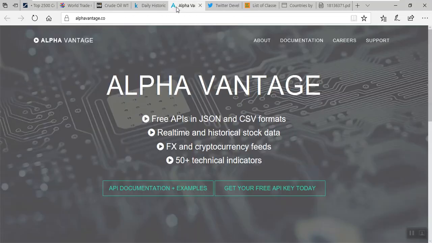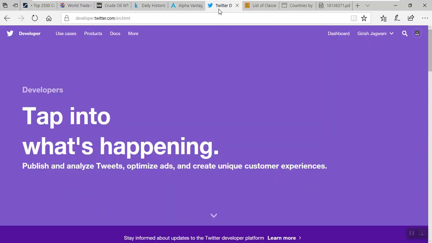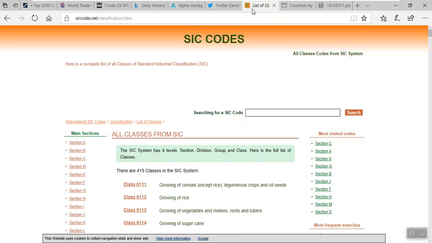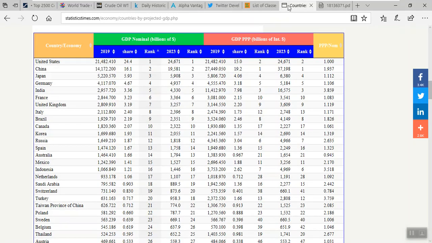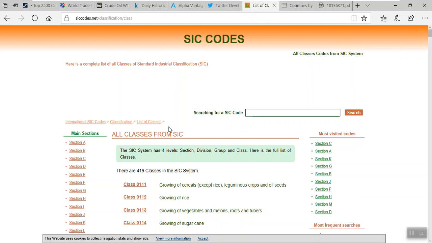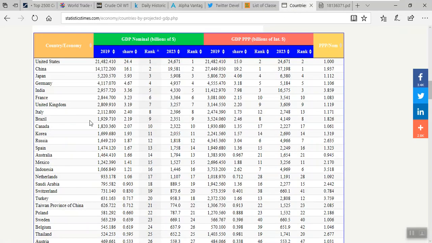My first unstructured data source is Alpha Vantage API, using which I am extracting the historical stock data of companies. My second unstructured data source is Twitter Developer API, using which I am extracting the tweets that I am going to use for my sentimental analysis. My third and fourth unstructured data sources are SICcode.net and statistictimes.com, which I am web scraping to obtain data for SIC codes and their descriptions, and countries and their GDPs.